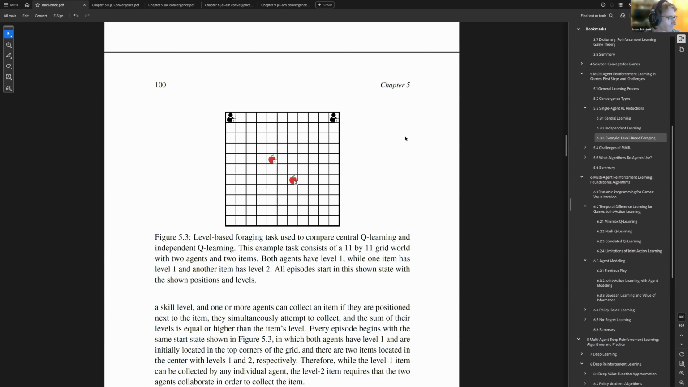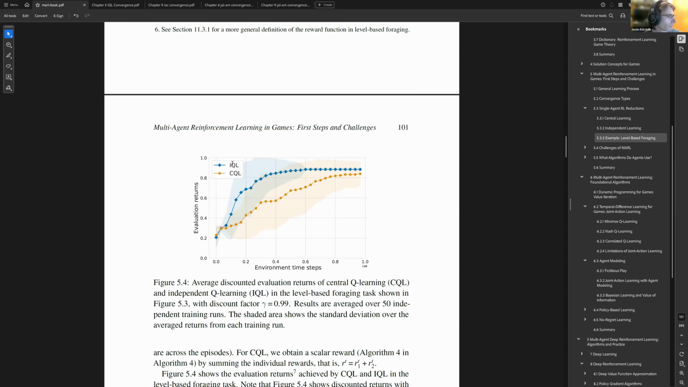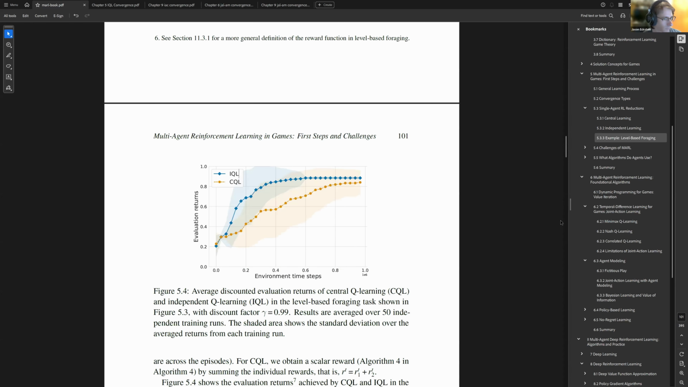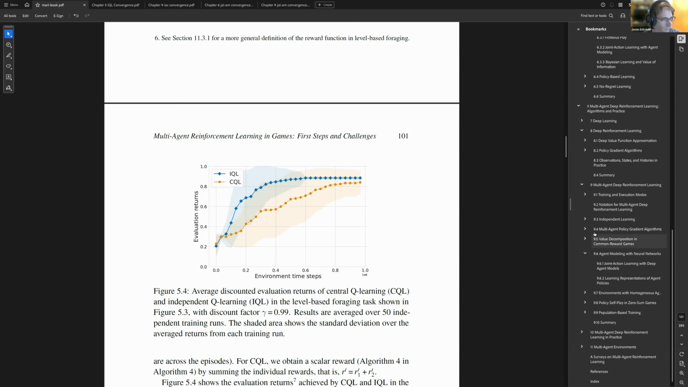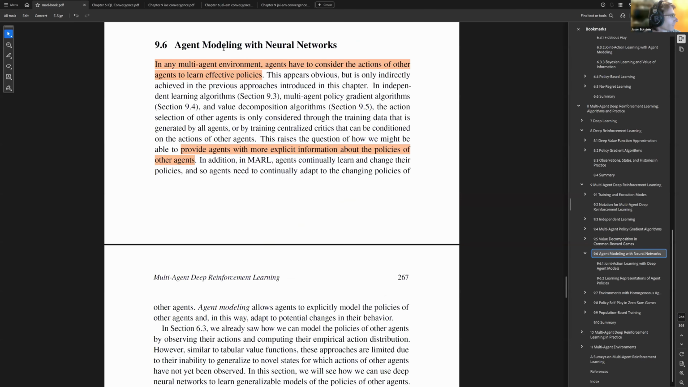But in this formulation of it, with being cooperative, independent Q learning did seem to work on it. That's good. Any questions about this?